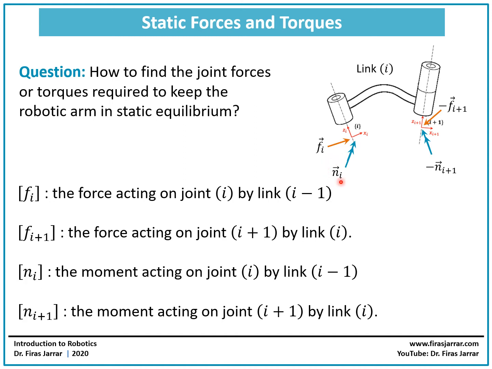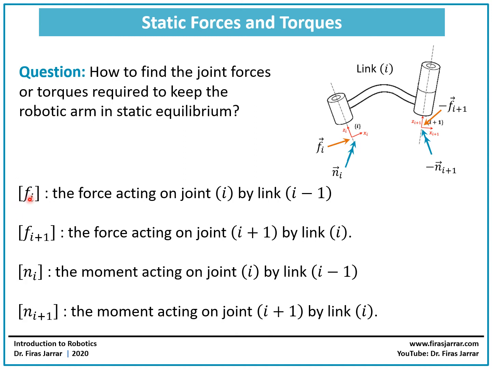We also have a moment. This moment vector is also exerted by the previous link, link I minus 1, acting at the same joint. Then we also have the reaction of the force, which is acting from link I on the link that comes after. So this is the reaction of it. This is why we have a negative sign. We also have the reaction of the moment that link I exerts on the next link, which is link I plus 1.